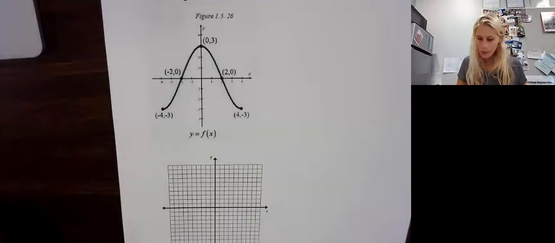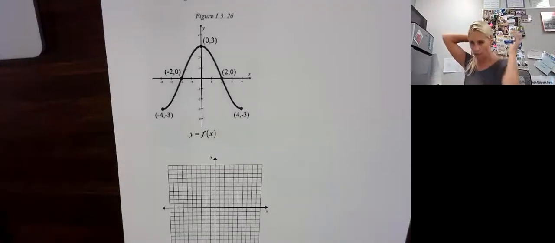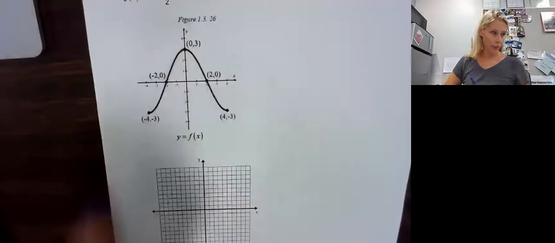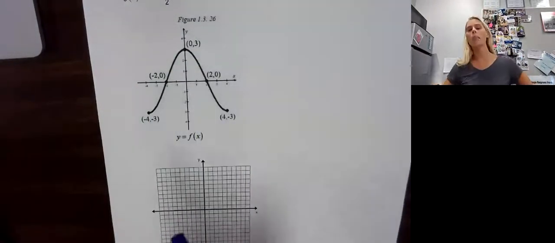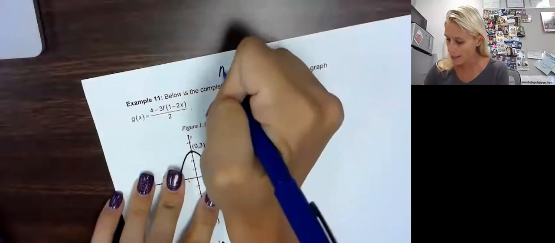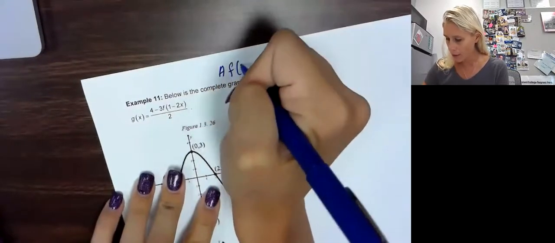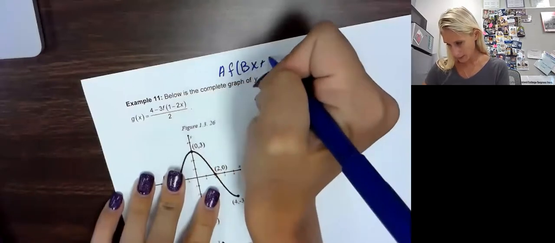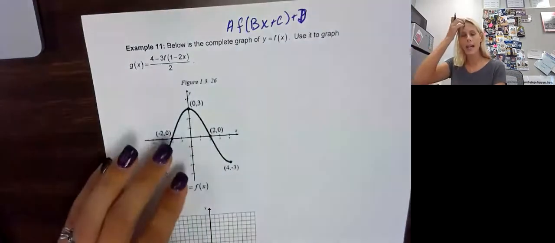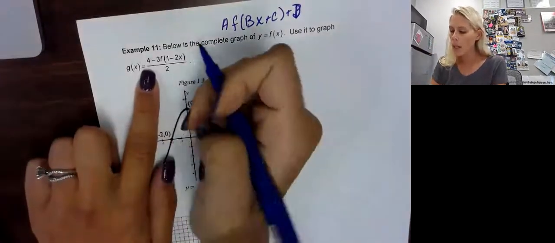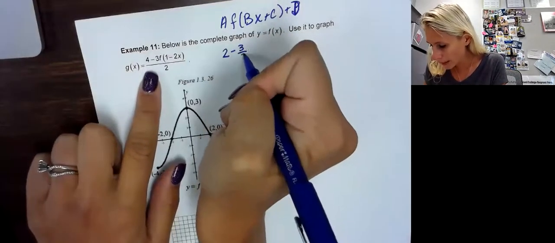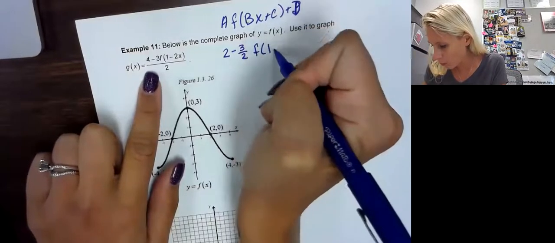All right, on this one here, below is a complete graph of y equals f of x. Use it to graph this function here. Okay, so this looks really complicated, but remember how I showed you at the beginning how we had this a times f of bx plus c plus d. That's kind of how we want to put this. So let's rearrange this a little bit. So this would be 4 divided by 2 is 2 minus 3 divided by 2 is 3/2. And then we have this f of 1 minus 2x.